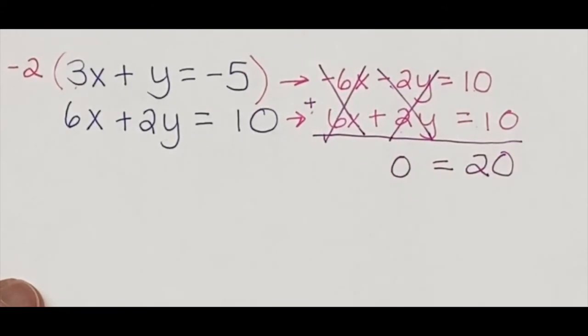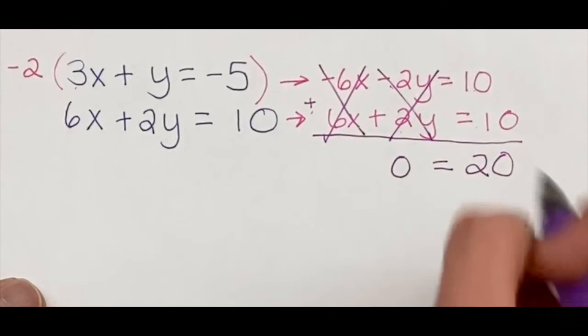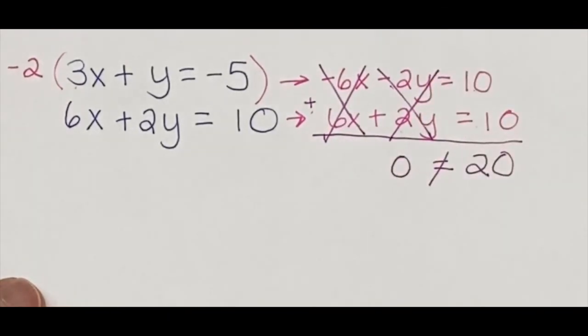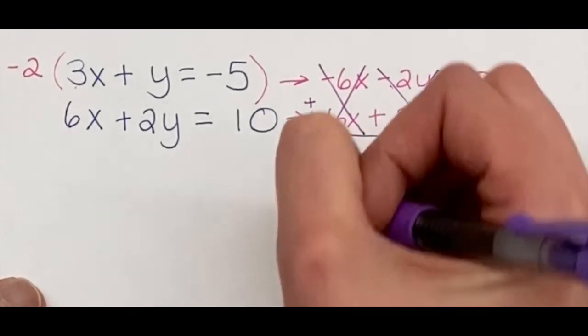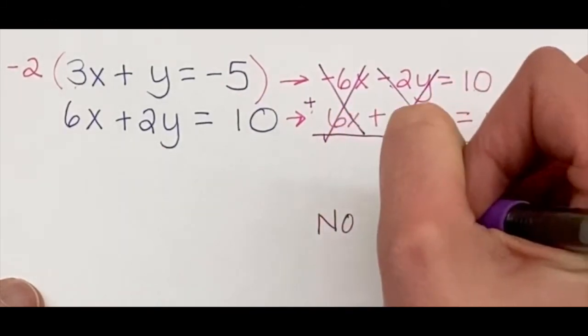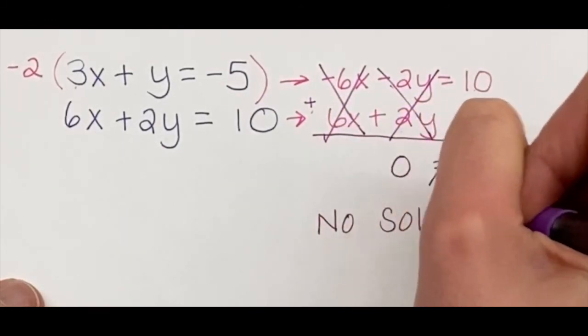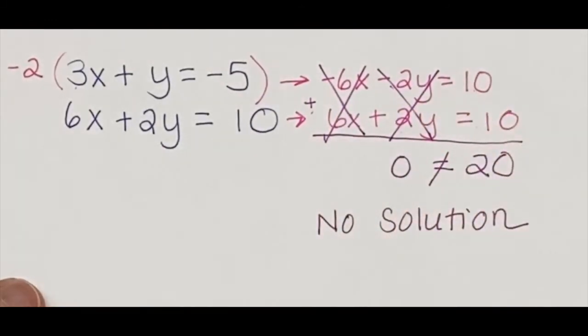Something looks a little funny here because 0 is not the same thing as 20. So we know that that's not equal, which means this system has no solution. And if we think back to when we were solving systems by graphing, that would mean that these lines are parallel to each other, which means they have the same slope and different y-intercepts.